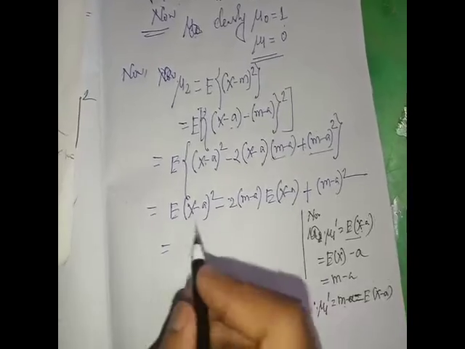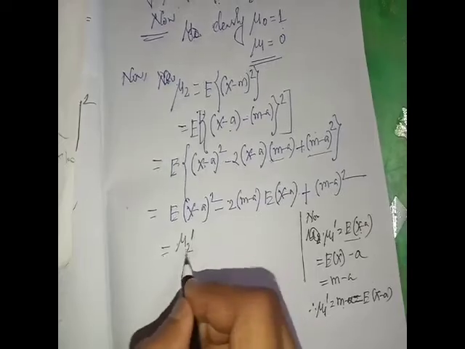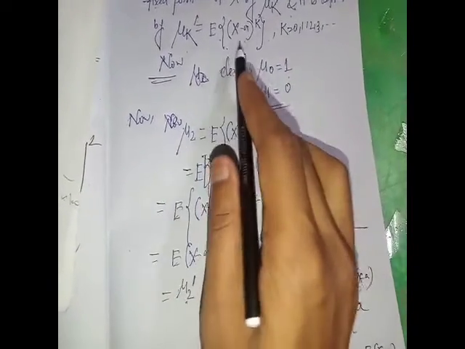Okay, so this is mu 2 dash, since mu k dash equal to expectation of (x minus a) whole to the power k.